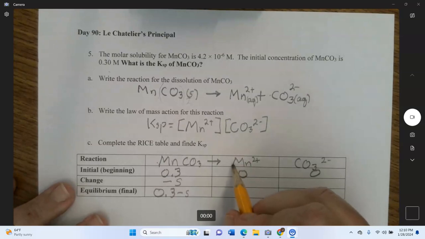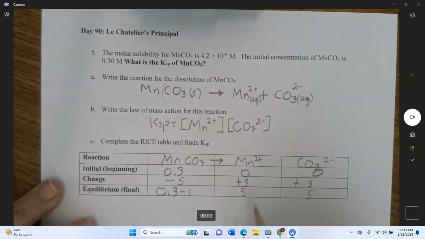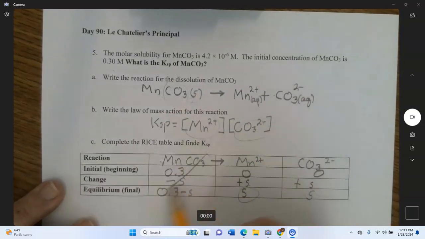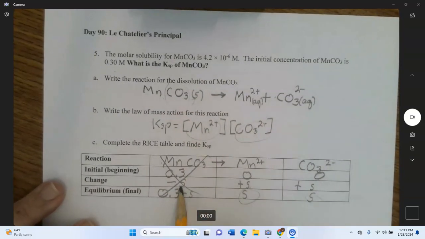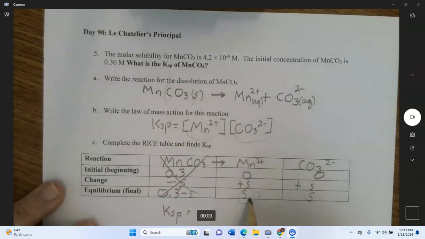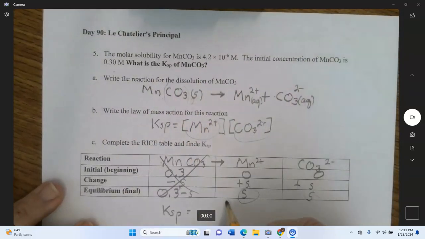Okay, now you're adding coefficient of 1, coefficient of 1, so it's plus S. So this becomes S, this becomes S. So this S goes into Mn, this S goes into CO3. We don't even need this. We do want, we want to know the Ksp, so we're going to go ahead and do this. Because we know what S is, it tells us. It tells us that the molar solubility is 4.2 times 10 to the minus 6.